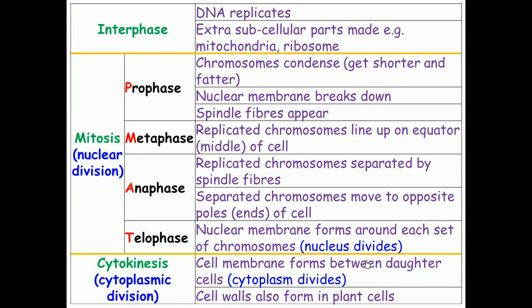And then after mitosis, there's cytokinesis, where cell membrane forms between both daughter cells, and this divides the cytoplasm. And then in addition, cell walls also form between the daughter cells in plant cells.